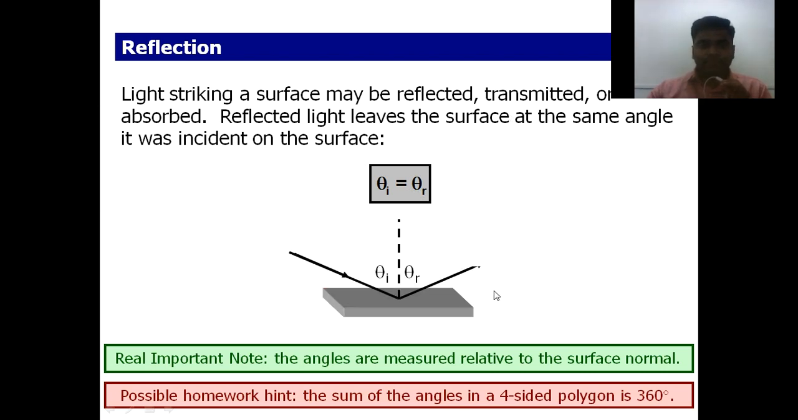We can see here, this is the incident ray. When it is incident on a flat or smooth surface, it gets reflected from the surface. The angle between the normal and the incident ray is theta I, and the angle between the reflected ray and the normal is theta R. If the surface is smooth, both angles will be equal. This is the condition of reflection, and that's the important point here.